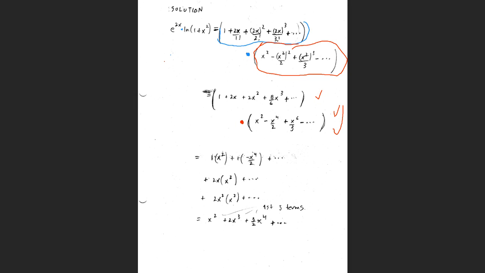Okay, so how do we multiply this? How do we multiply this? Let me get my email off here. So we want the first three non-zero terms. The first three non-zero terms.